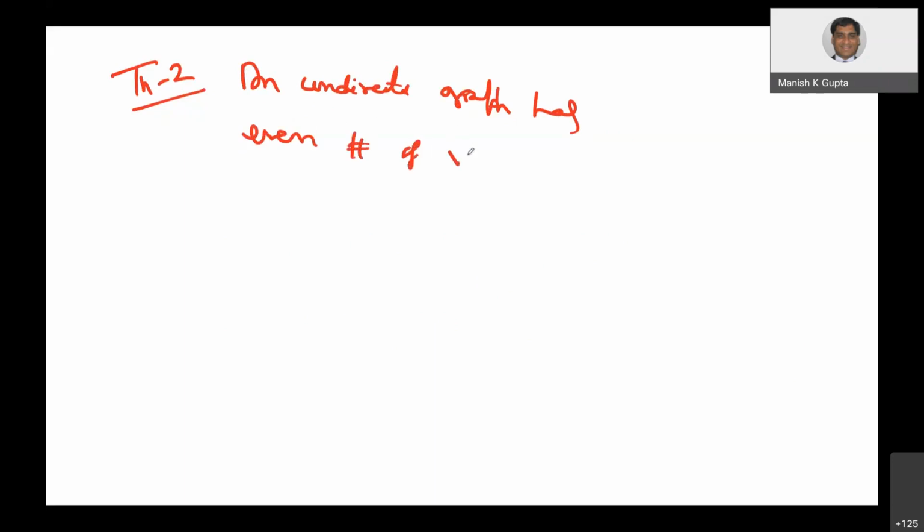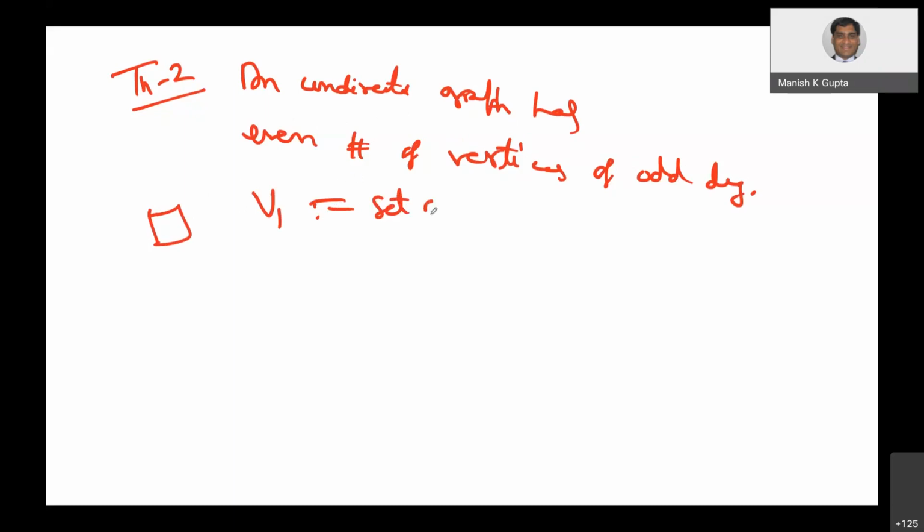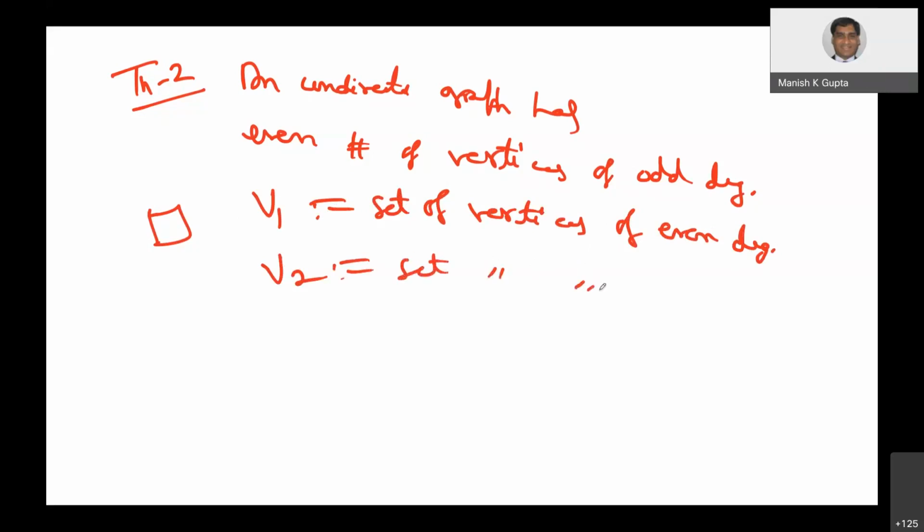Okay, another result that I would like to mention, theorem 2 here. An undirected graph has an even number of vertices of odd degree. And the proof is simple here. Suppose V1 is the set of vertices of even degree and V2 is the set of vertices of odd degree in the graph, right?